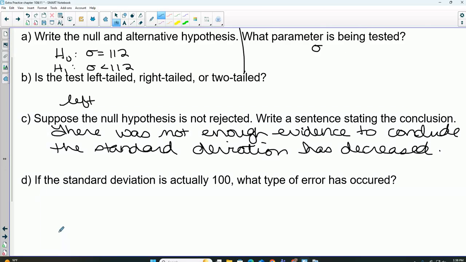Okay. If the standard deviation is actually 100, what type of error has occurred? So, remember, we didn't reject it. So we concluded the null was true, but it wasn't. Do you remember what type of error? Remember, I told you type 1 was when you conclude H1. Type 2 was H0. So that was type 2 error.